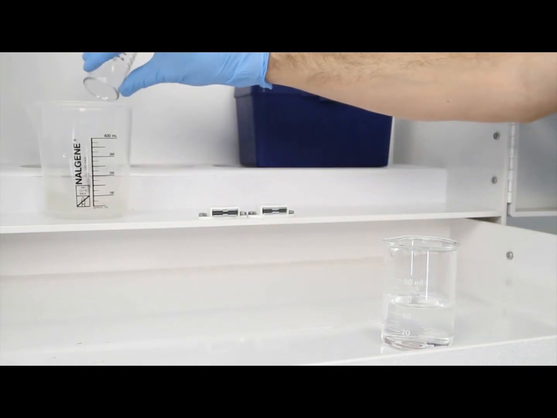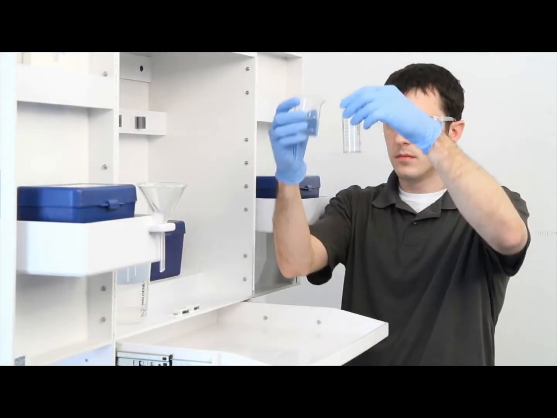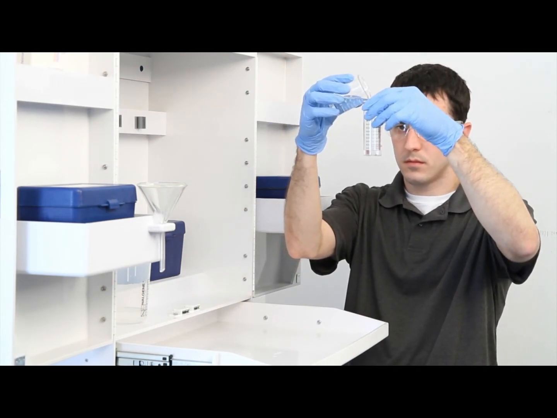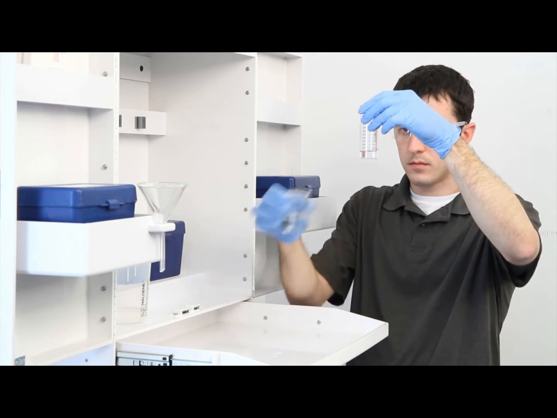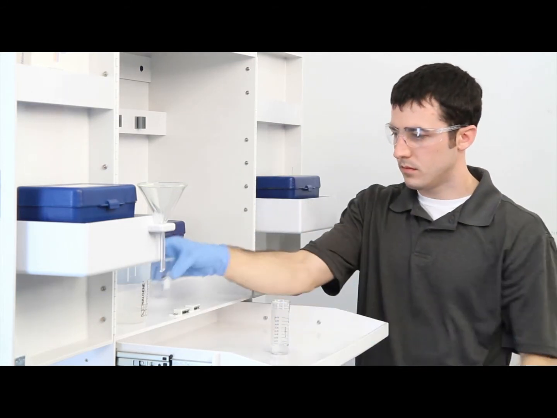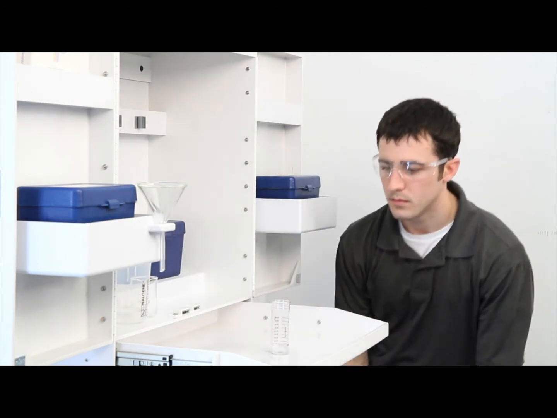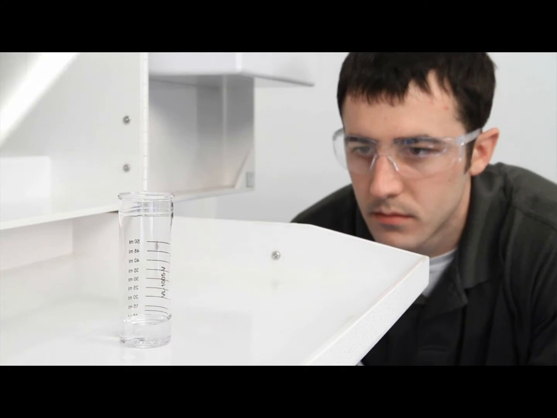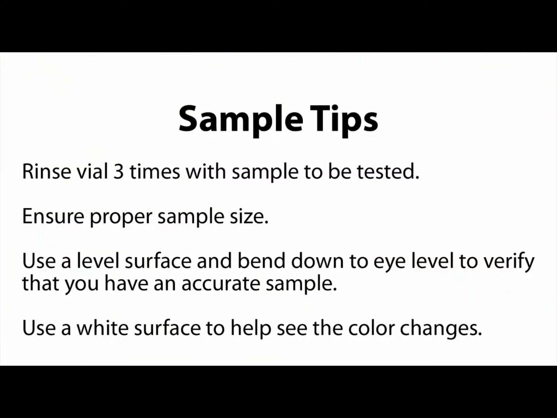To get an accurate sample size, you want to hold the vial close to eye level. Once you feel you have an accurate sample, place the vial on a level surface and bend down to eye level. When performing a drop count titration, a white background can provide contrast to better see the color changes. A cabinet tray or a white paper towel can provide that contrast.